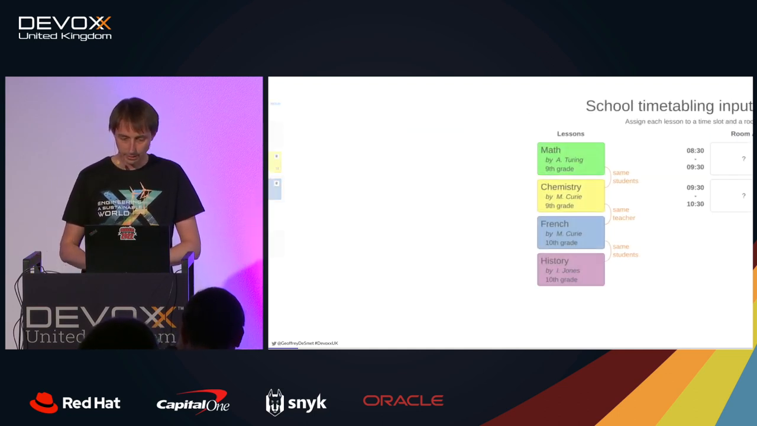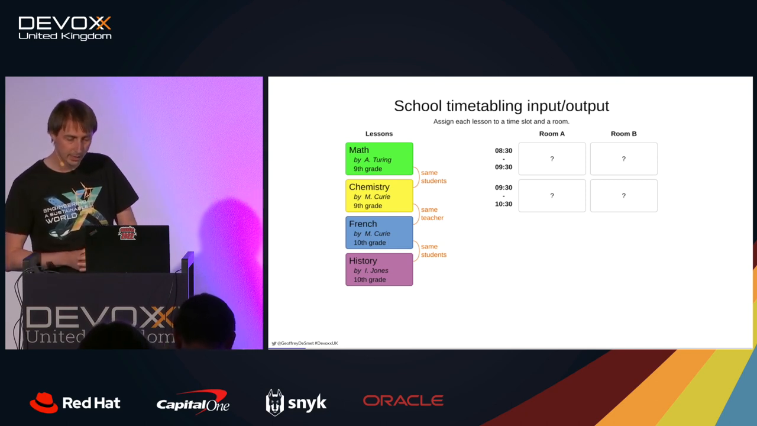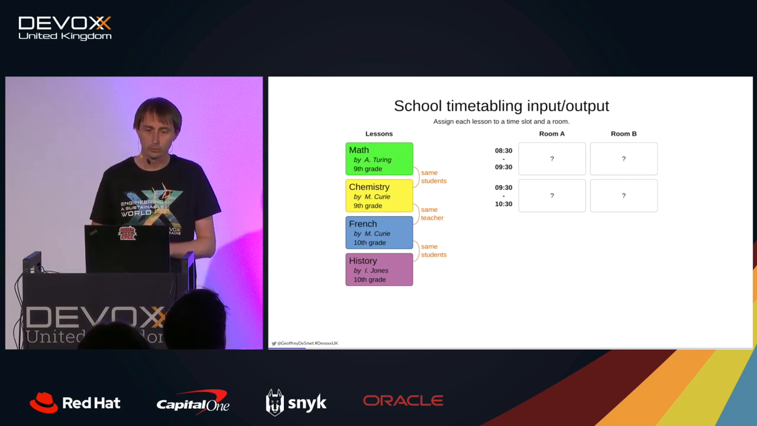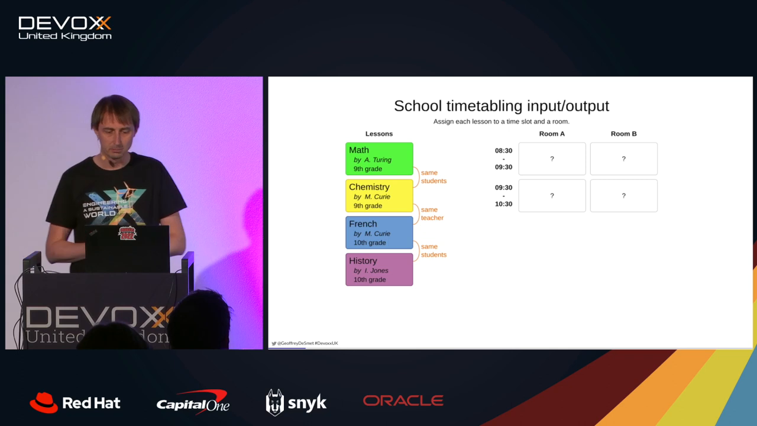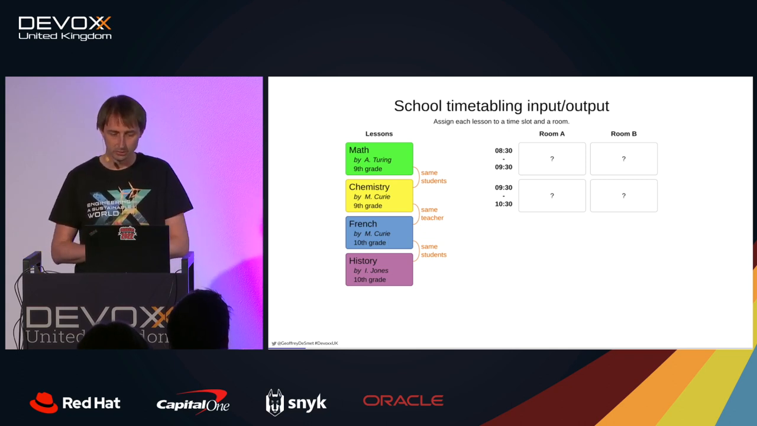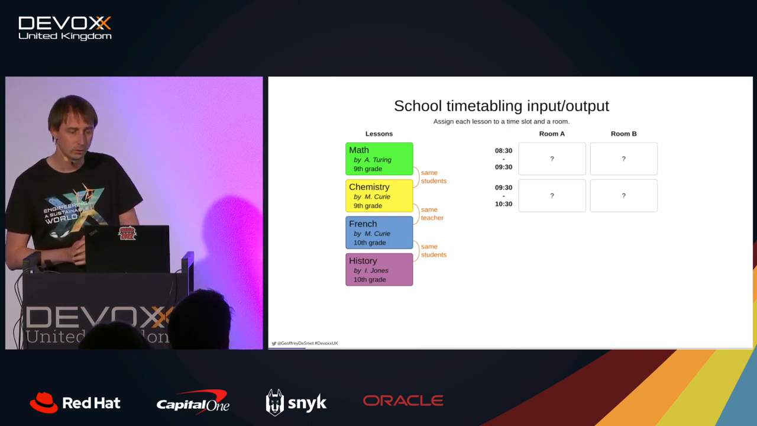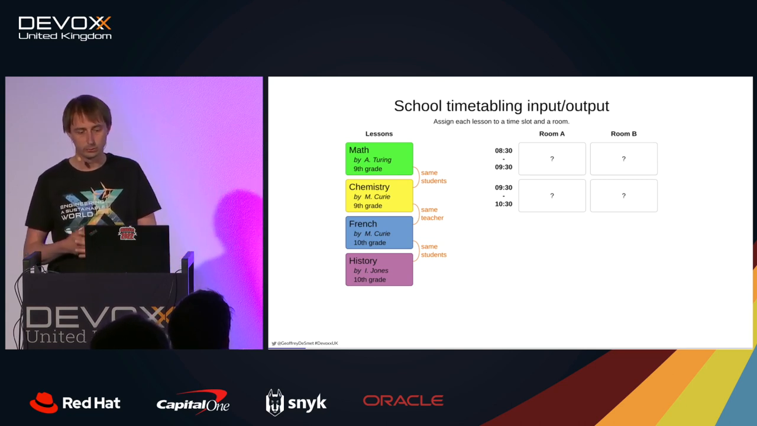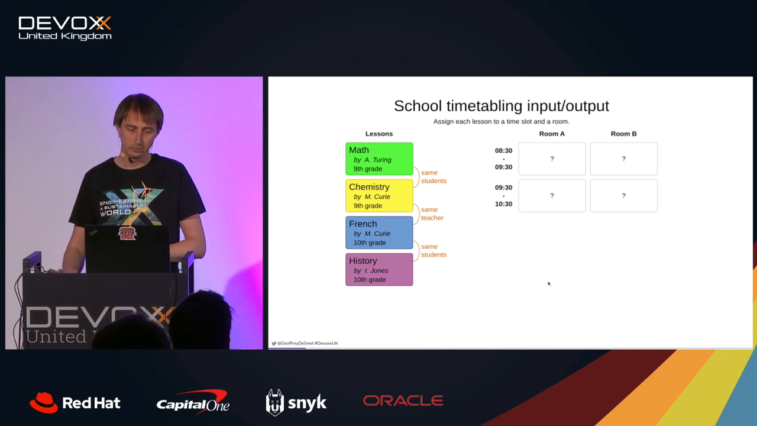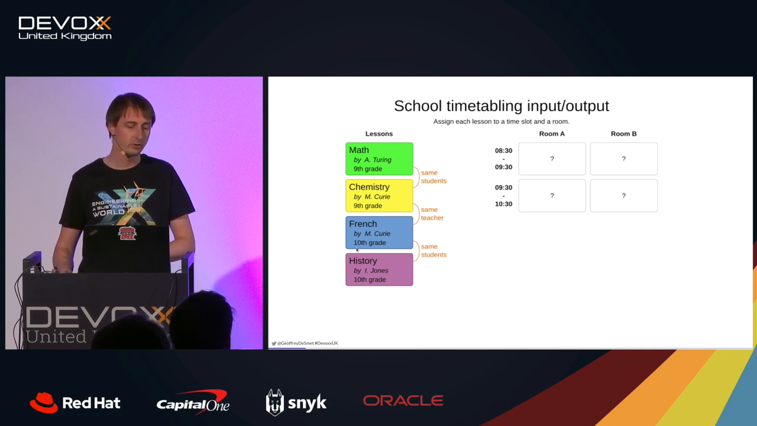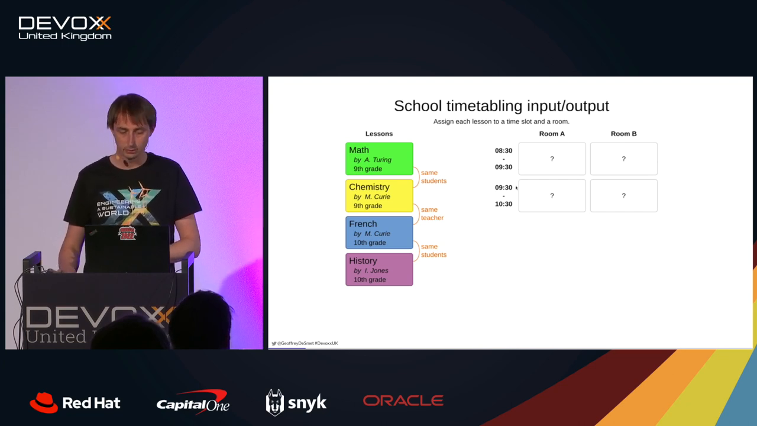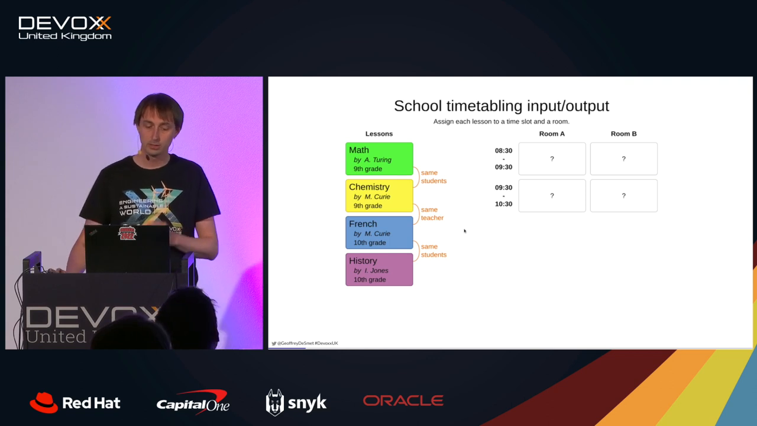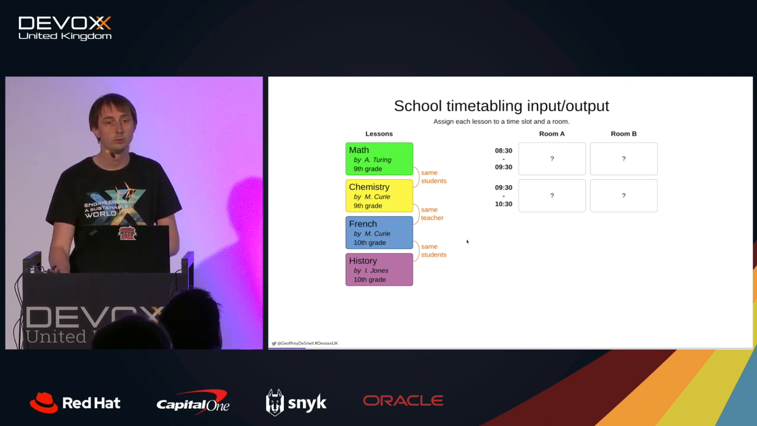So what's the problem I want to focus on today? It's just one planning problem, and there are many more. But this is the one I want to focus on, so you get an idea of how to code this yourself. We need to assign a number of lessons to a number of rooms and to a number of time slots. Over here, you can see we have four lessons: math, chemistry, French, and history. We have a number of rooms: room A, room B. We have a number of time slots: 8:30 to 9:30, 9:30 to 10:30. And we have to decide which lesson goes in which room at which time.